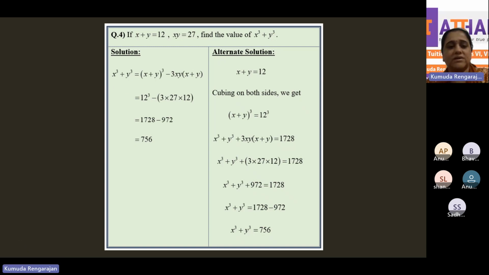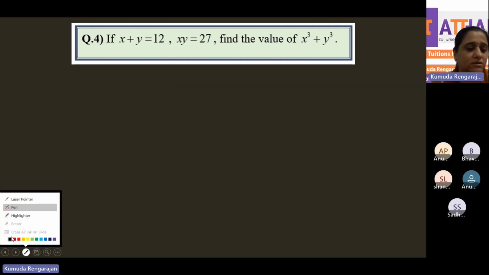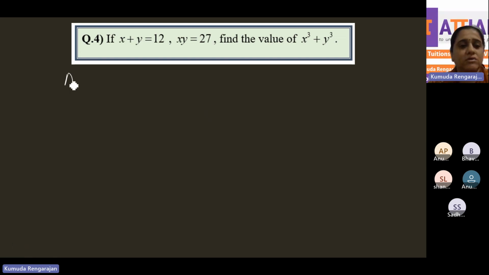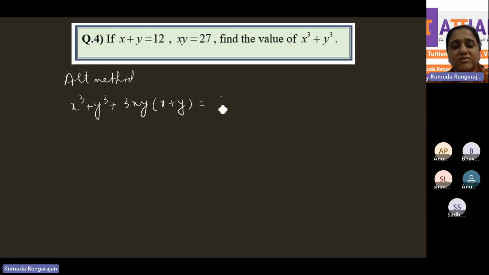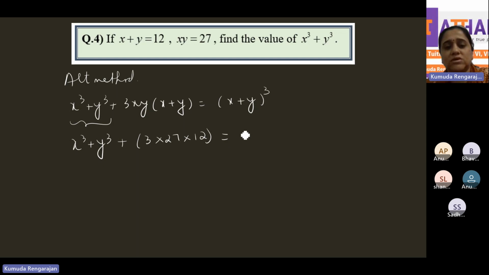So I have written the identity like this. You can take down this one, children, as the alternate method. I'll write it here for you. You must write the identity: x cubed plus y cubed plus 3xy into x plus y is equal to x plus y the whole cubed. Write down the identity, then substitute. This one we have to find, so write it as it is. Plus 3 into 27 into 12 is equal to 12 cubed.